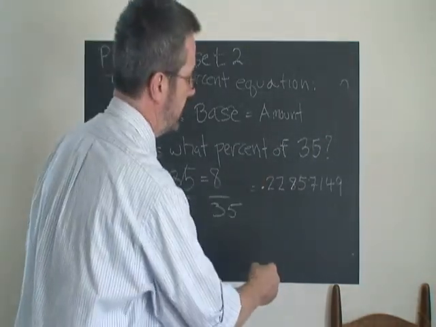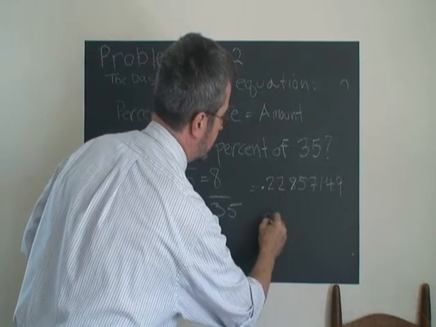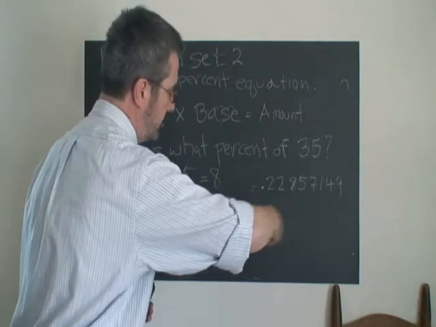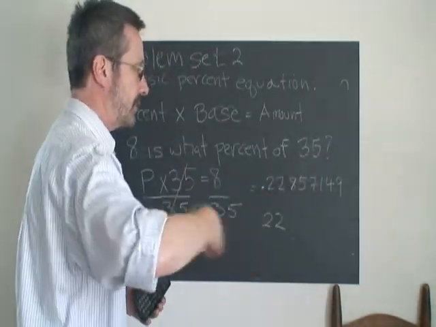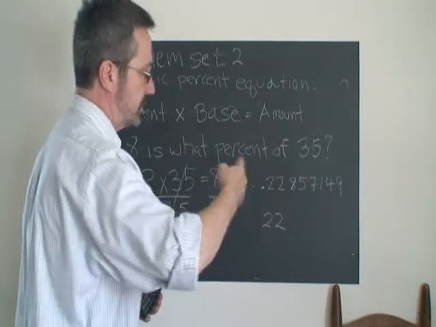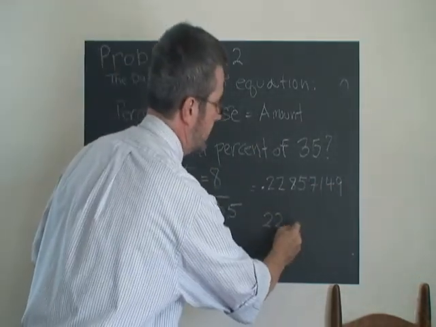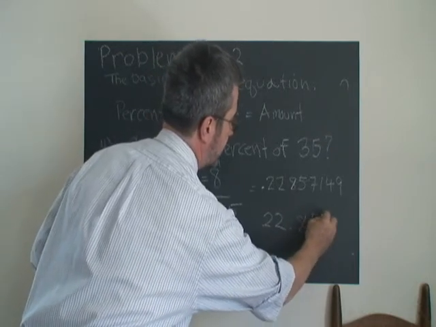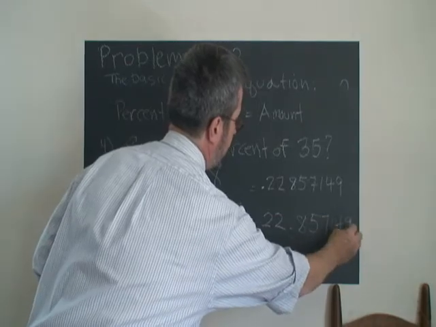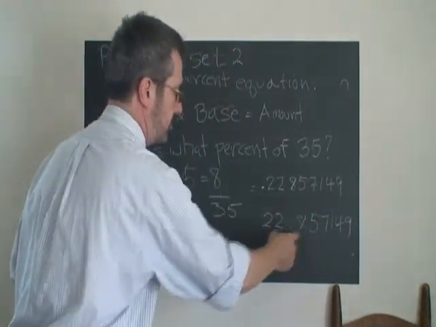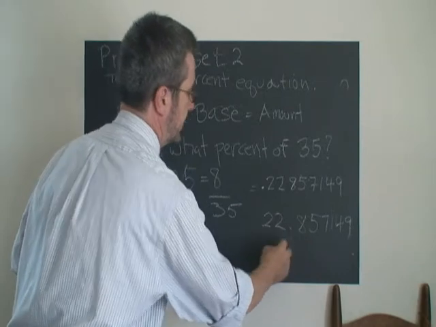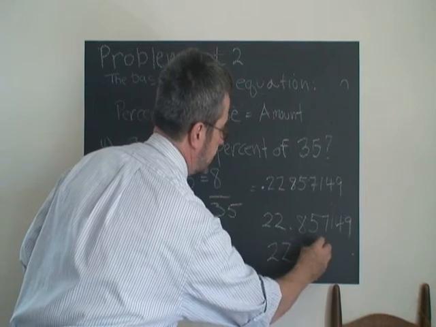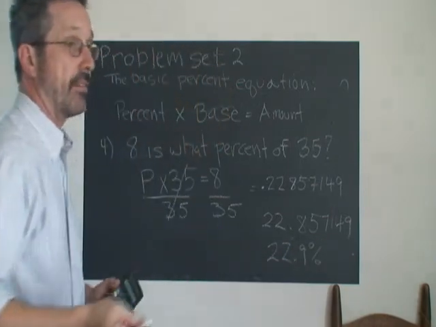100 times 0.228571429 is just 22.857149. Whenever you multiply by a power of 10, you just move the decimal place the same number of places as there are zeros. In this case, just 2. So we're talking about 22.857149, and if we're going to estimate that to the nearest tenth of a percent here, this is 22.9% to the nearest tenth of a percent.